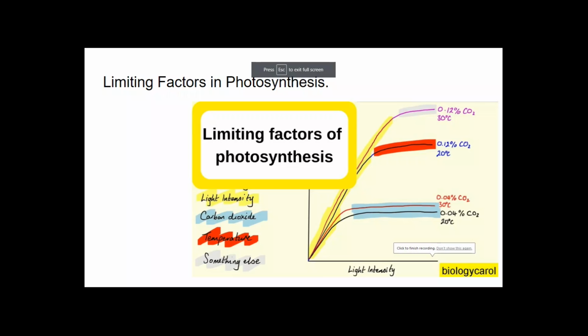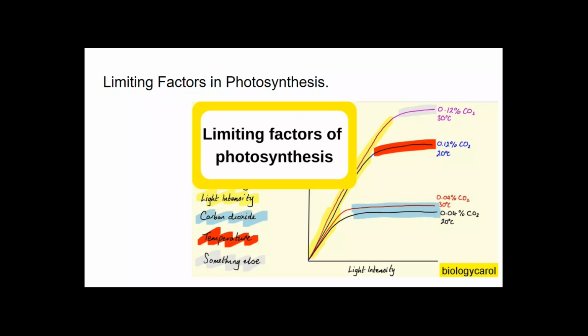So this video is going to look at limiting factors of photosynthesis. And we could well ask, well, what is a limiting factor? A limiting factor is a quantity in a system whose change in amount will noticeably affect the output of that system. So, for example, the rate of photosynthesis is dependent on light intensity, carbon dioxide, temperature, and availability of water.